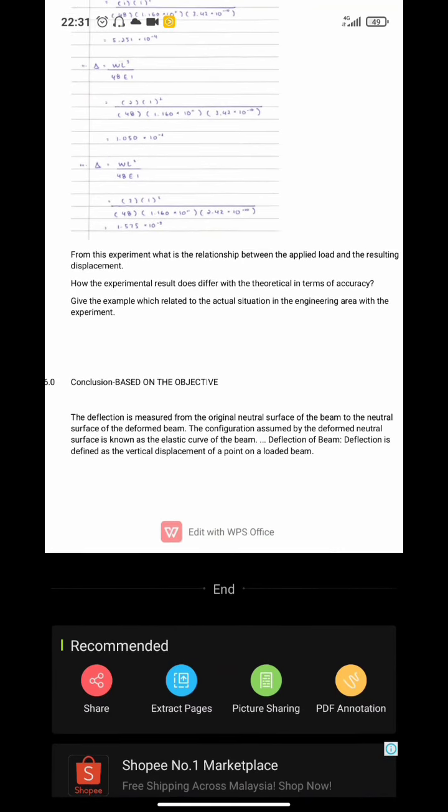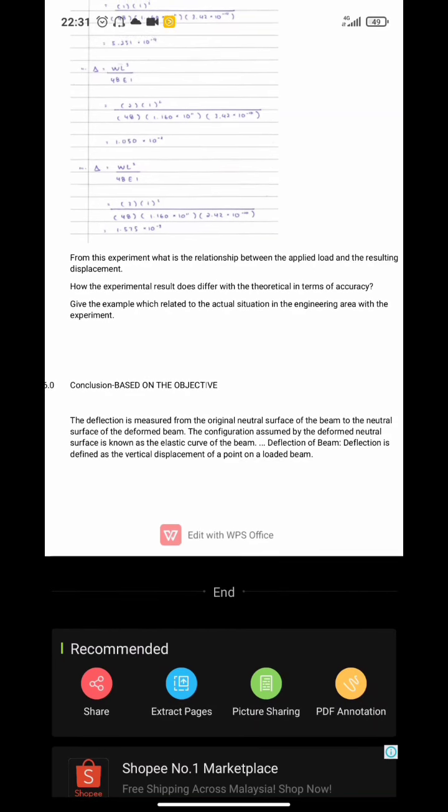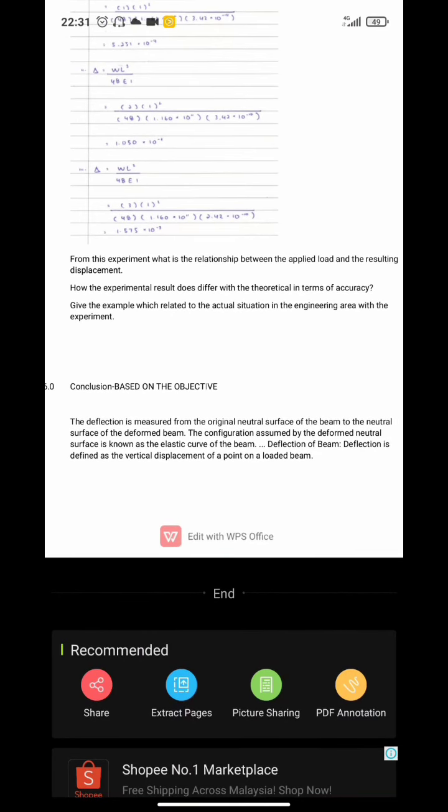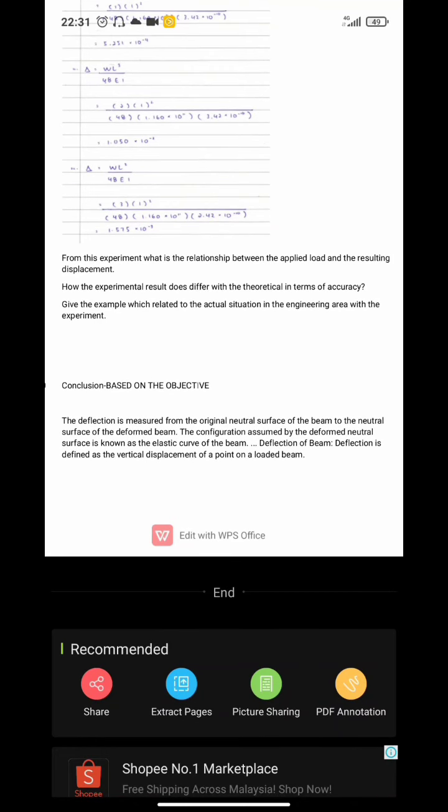The deflection is measured from the original natural surface of the beam to the natural surface of the deformed beam. The configuration assumed by the deformed natural surface is known as the elastic curve of the beam. Deflection of the beam: deflection is defined as the vertical displacement of a point on a loaded beam.